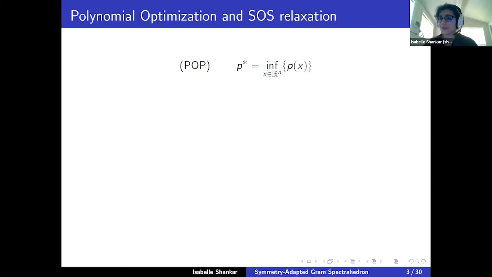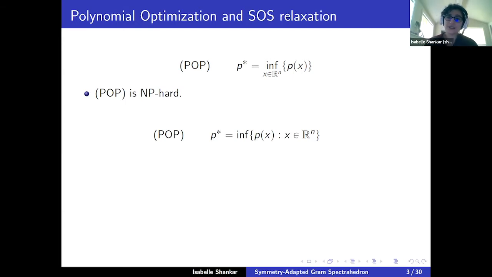All right, so let me start with a little motivation. Here is a polynomial optimization problem, a POP. We're taking the inf over all real numbers, so this is an unconstrained polynomial optimization problem, of some polynomial p. Even this unconstrained polynomial optimization problem is in fact NP hard. So we'd want some ways to address such problems somehow a little easier.